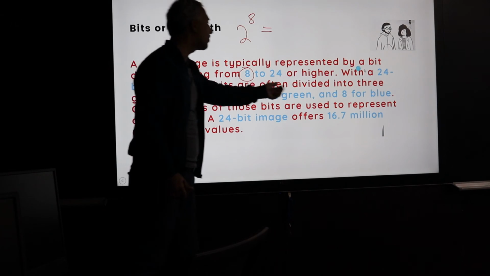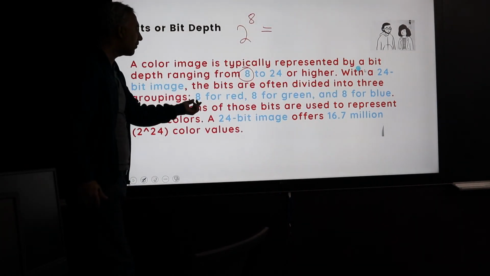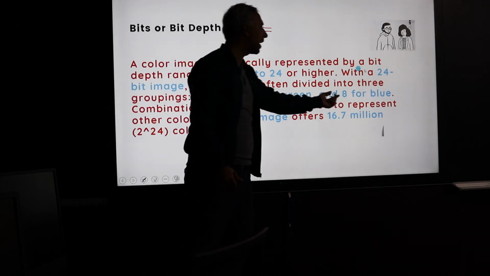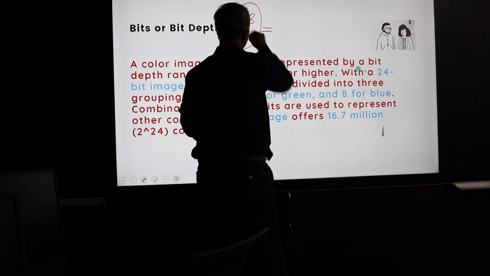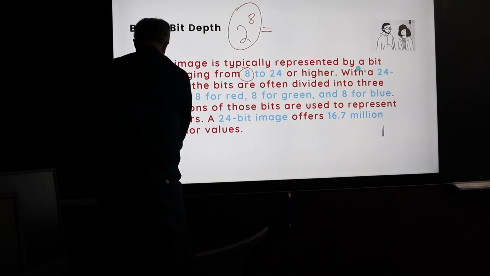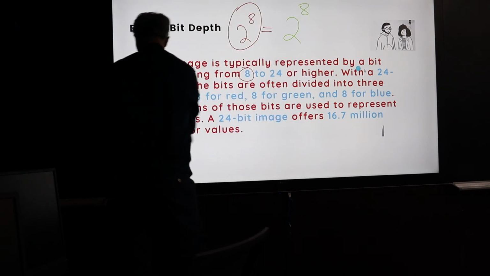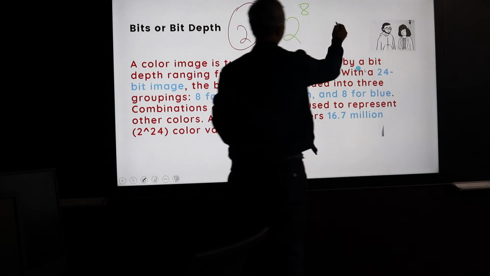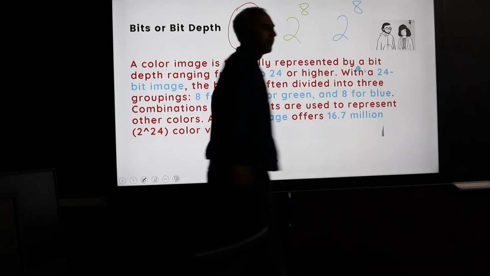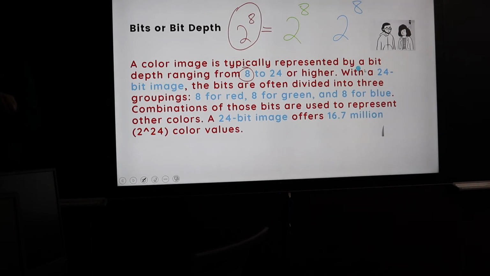So, let's explain the 254. If you go through this by reading, the bits are divided into 3 groupings: 8 for red, 8 for green, and 8 for blue. Get it? It means 256 shades of each.